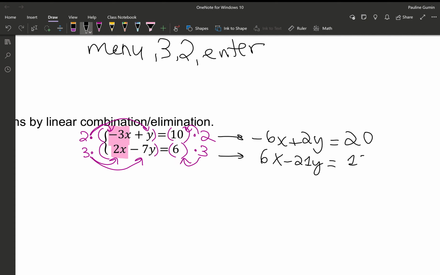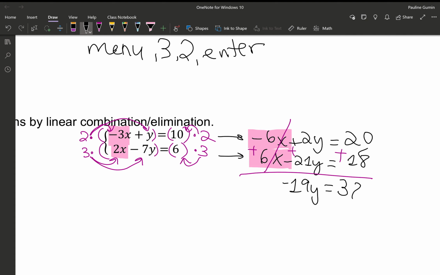Now our goal was to make those x's opposite. Success. All right, let's add going up and down. Our x's cancel. Perfect. That was kind of the point. 2y plus negative 21y gives us negative 19y. 20 plus 18 is 38. And I'll finish this up by dividing by negative 19. Y equals negative 2. Wonderful.